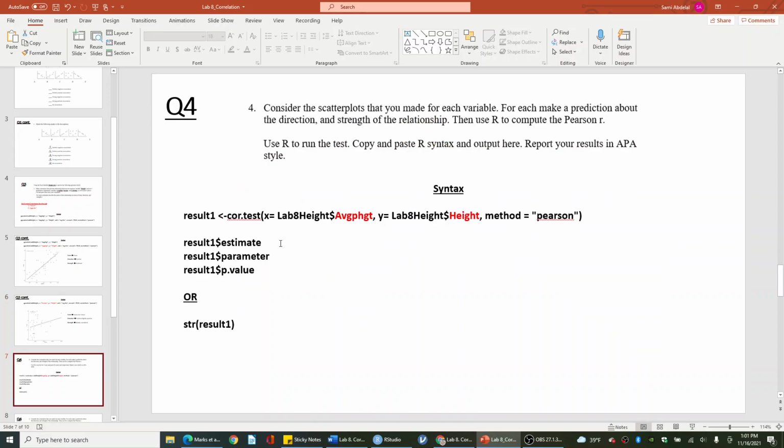Question 4 builds off of question 3, and for each one of those scatter plots that you were supposed to make, I did two of them. I believe there are three, so you guys will do the third one. For each of the scatter plots, you're going to make a prediction about the strength. Well, didn't we do that already?